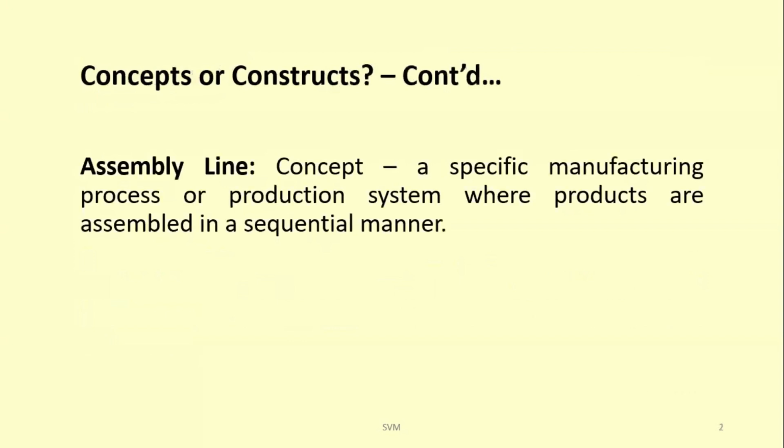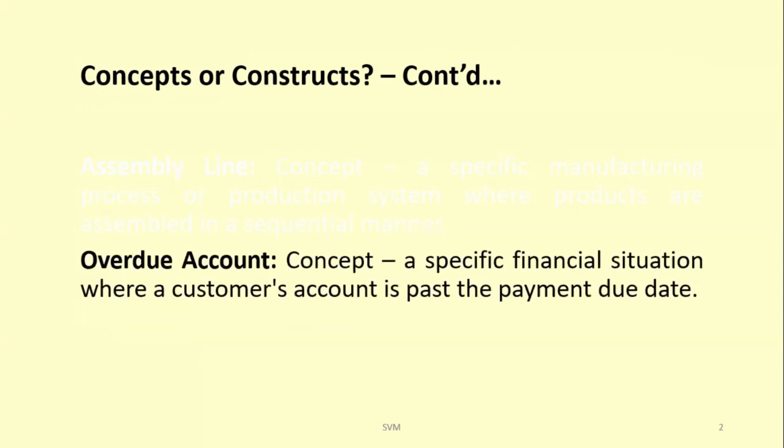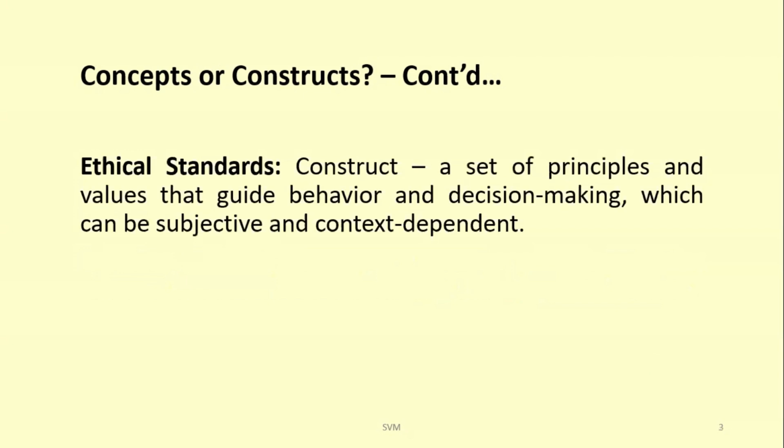Next one, assembly line. It is a concept because it is a specific manufacturing process or production system where products are assembled in a sequential manner. Next one, overdue account. It is a concept because it is a specific financial situation where a customer's account is past the payment due date. Next one is ethical standards. It is a construct since it is a set of principles and values that guide behavior and decision making, which can be subjective and context dependent.